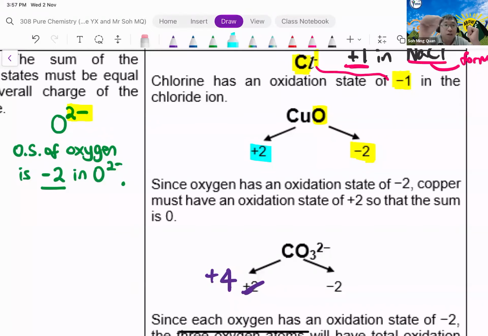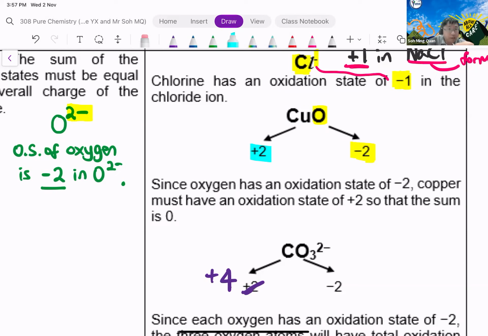Okay, so you can see rule 3 is basically putting rule 1 and rule 2 together. Over here, you apply rule number 2, which is oxygen has an oxidation state of -2 in its compound. So oxygen is -2, copper must be +2 to balance it out.